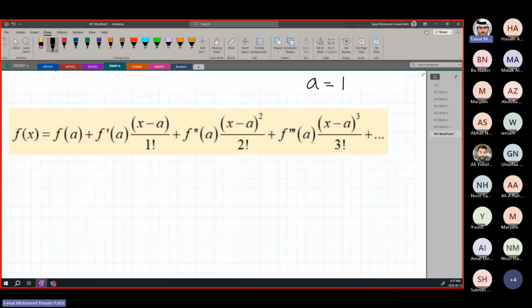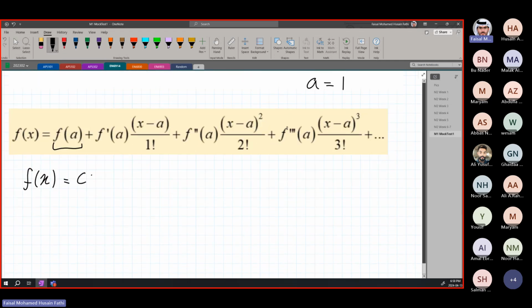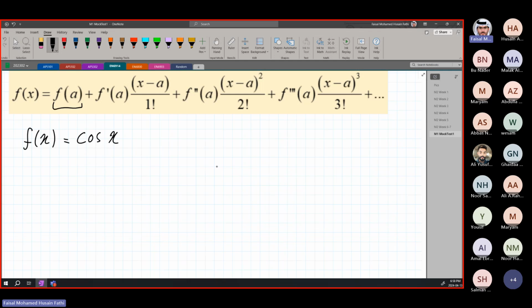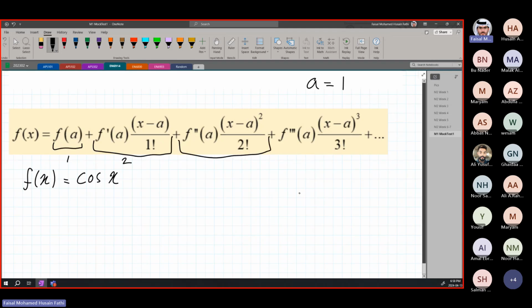So it's f of a. What is f of a? It's f of x, and then we will substitute a for x, and we know that f of x is equal to cosine x. The way I usually solve this is I find the first 4 terms. So this is term number 1, this is term number 2, this is 3, and this is term number 4. Okay, so this is first term, second term, third term, fourth term. All right.